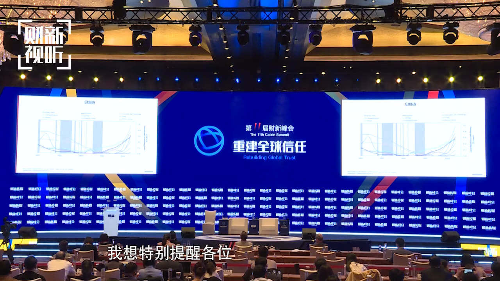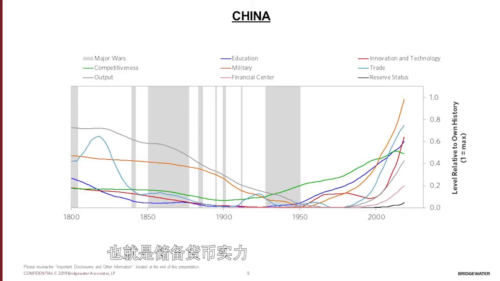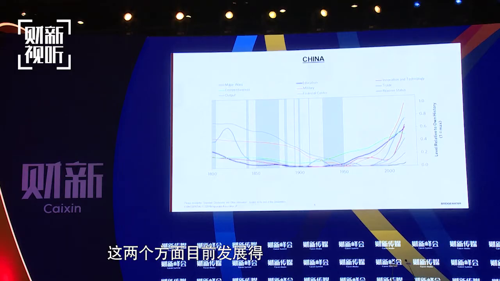I'd like to draw your attention to the 2 that are lagging the other measures of power in China. They are the power of the reserve currency and the power of the financial markets and the financial sector. Both of them have not developed nearly as much as the other aspects of the economy. These powers traditionally lag other countries' powers, but inevitably catch up.